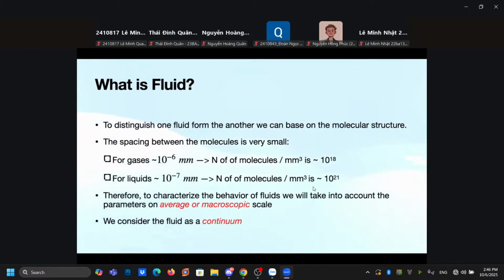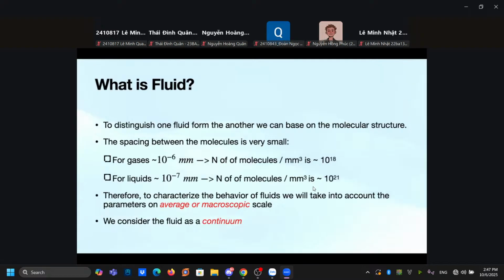And to distinguish one fluid from another, you can do so based on the molecular structure. The spacing between molecules is very small. We can see that for a gas, the spacing between molecules is of the order of 10 to the power minus 6 millimeter. From that, we can calculate the number of molecules per cubic millimeter, which is about 10 to the power 18. That is for the gas.